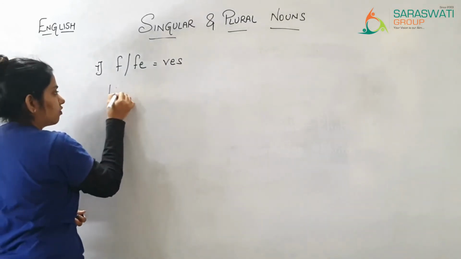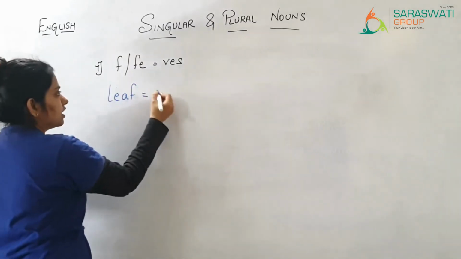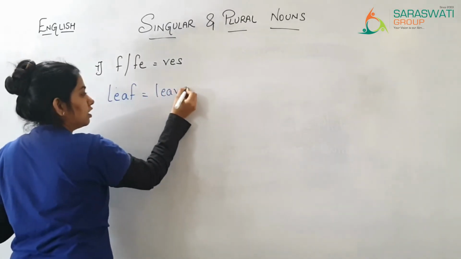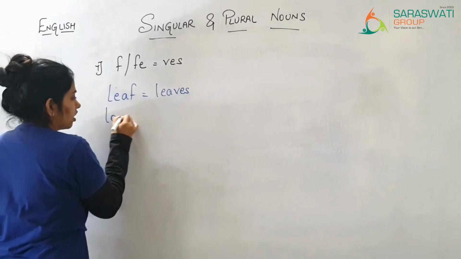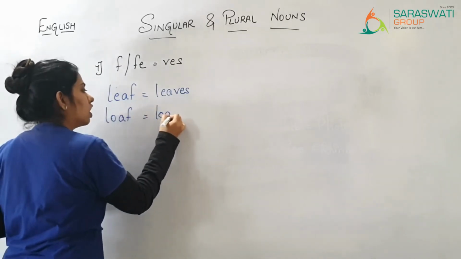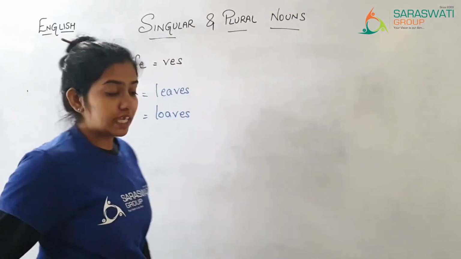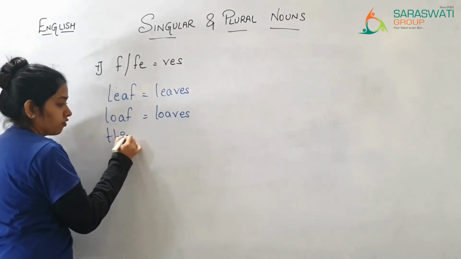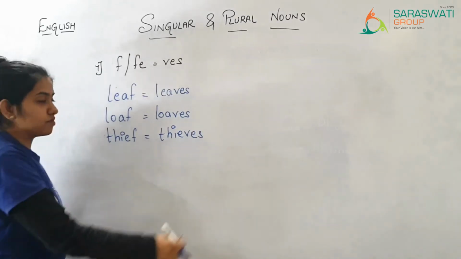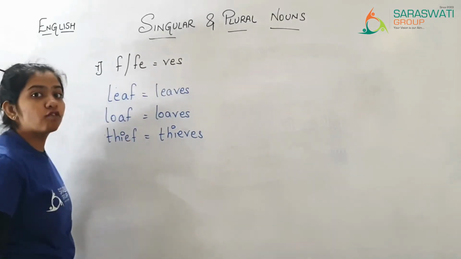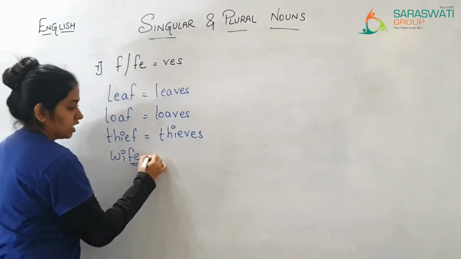For example, leaf. Then what are we going to write? We will cut this F and we will write leaves. Loaf, loaves. Then comes thief, thieves. You need to cut the F. Then wife, it is ending with FE. So wives.